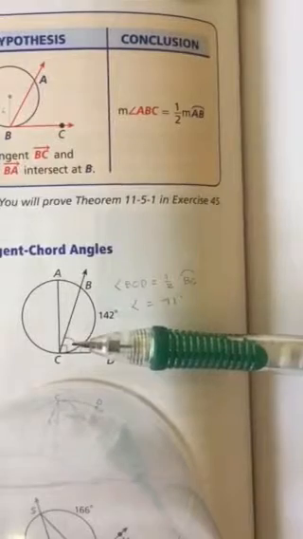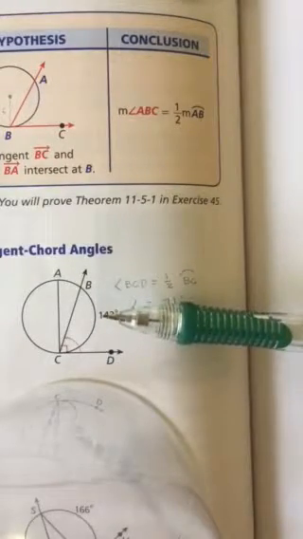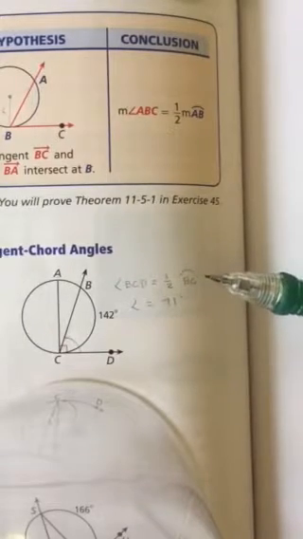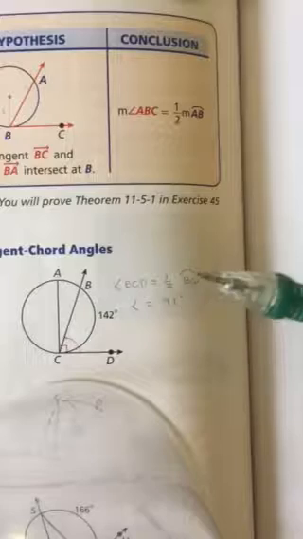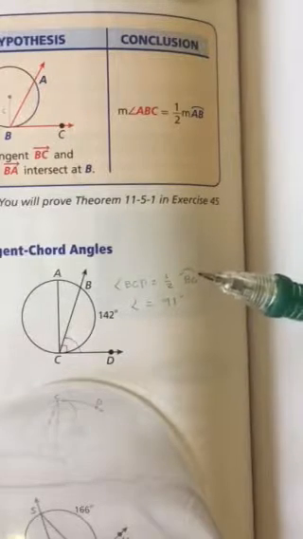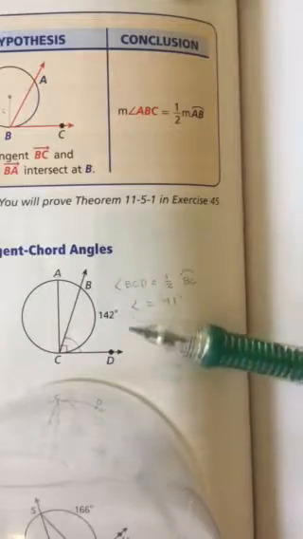That means, according to our theorem, that this angle is going to be 1/2 of this arc. Here's our formula. And when we do half of arc BC, we're going to get 71 degrees, or half of 142 degrees is 71 degrees. So this angle BCD is 71 degrees.